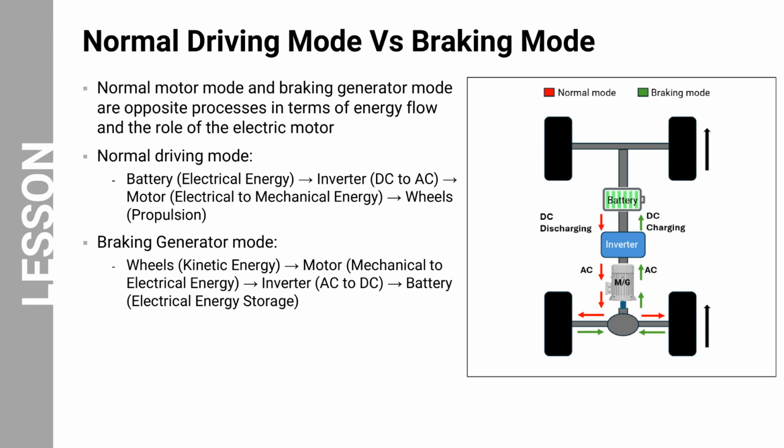The kinetic energy from the wheels is transferred back to the motor, causing it to act as a generator. The motor converts the mechanical energy into electrical energy, which is then processed by the inverter, converting AC back into DC. Finally, this electrical energy is stored in the battery for future use. This illustration highlights the versatility of the electric motor and the efficiency of regenerative braking in electric vehicles.